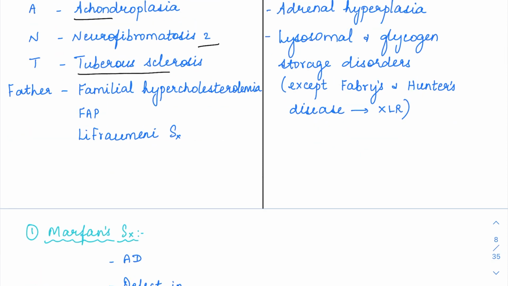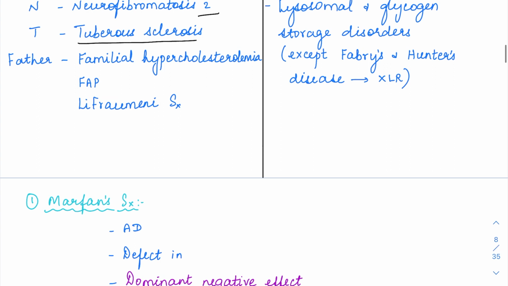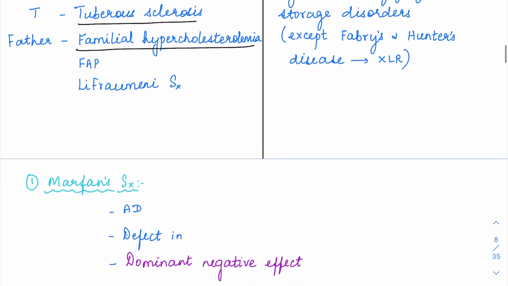And tuberous sclerosis. So tuberous sclerosis has multiple manifestations, including cerebral tumors and renal tumors also. Then we have familial hypercholesterolemia, then familial adenomatous polyposis, and Li-Fraumeni syndrome. So Li-Fraumeni syndrome is a genetic mutation in which P53 gene is going to be mutated, resulting in n number of cancers in the family. Familial adenomatous polyposis again will result in colonic cancer. The gene mutated here will be APC gene.